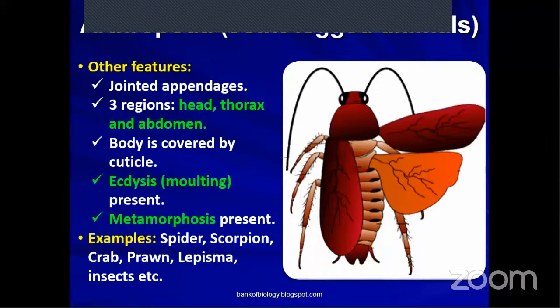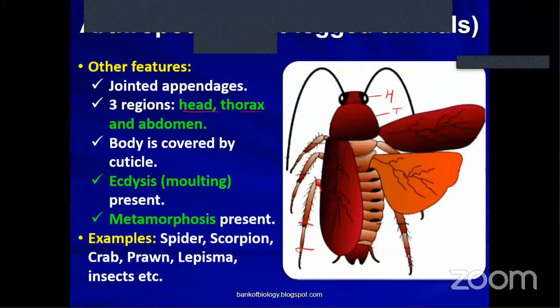Okay. So look at this. They have jointed appendages. That means the legs are jointed. Can you see here? Here, here, here. Body is divided into head, thorax, and abdomen. This is the head, this is the thorax, and this region is the abdomen. Then the body is covered by a cuticle, which acts as an exoskeleton.